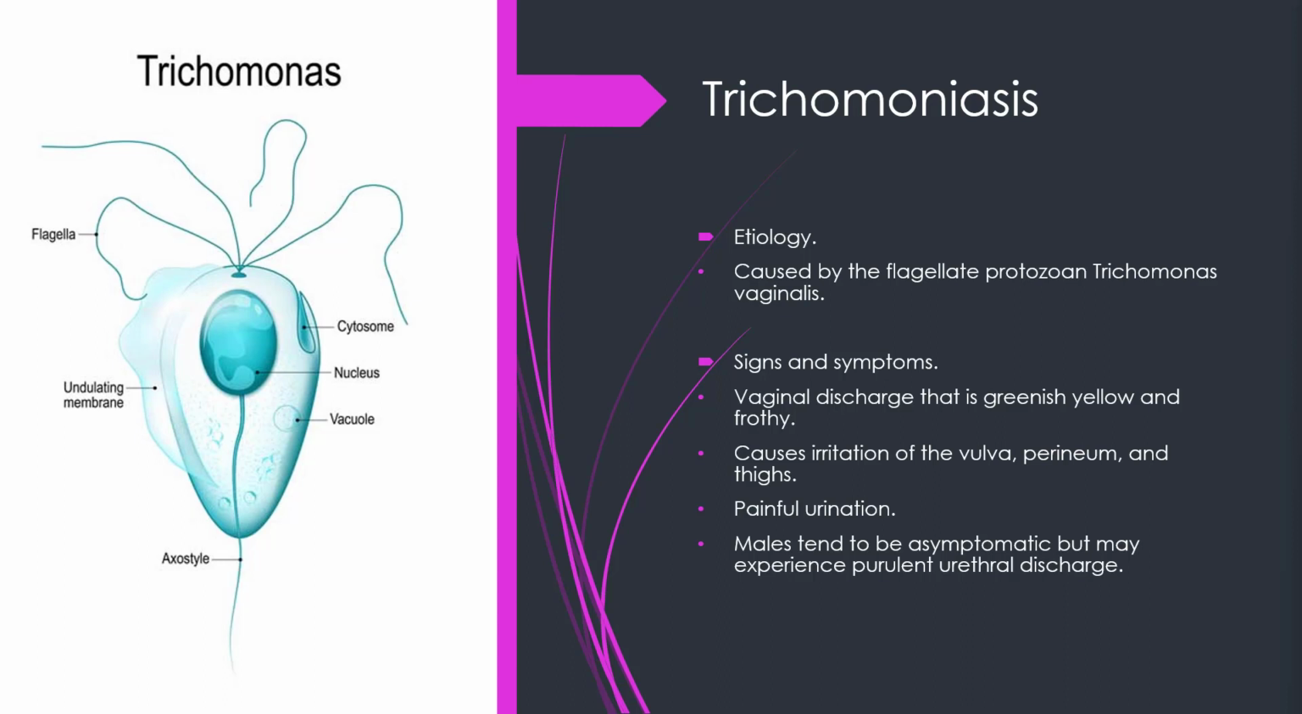Trichomoniasis. This is caused by the flagellate protozoan Trichomonas vaginalis. Signs and symptoms include vaginal discharge that is greenish-yellow and frothy. Other symptoms are irritation of the vulva, perineum, and thighs, and painful urination. Males tend to be asymptomatic but may experience urethral discharge. Trichomoniasis may be managed with 2 grams of metronidazole, which cures up to 95% of cases in women. Males typically require 500 milligrams twice daily for 7 days. A complete cure is required before engaging in sexual intercourse again.